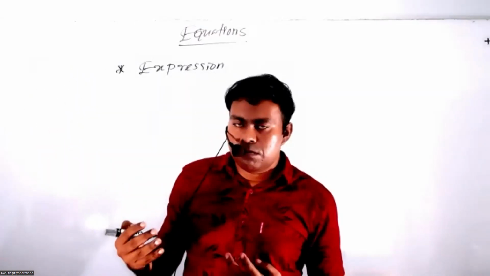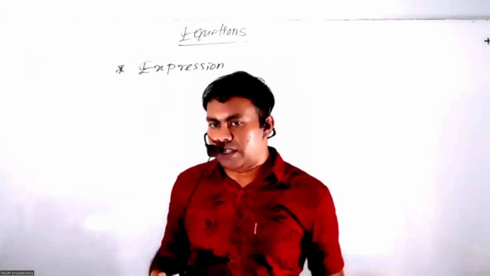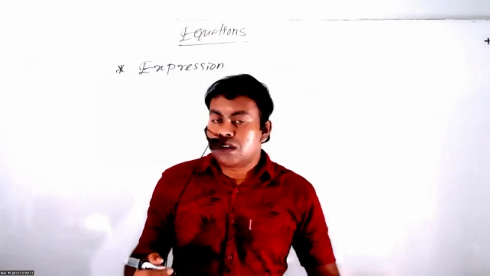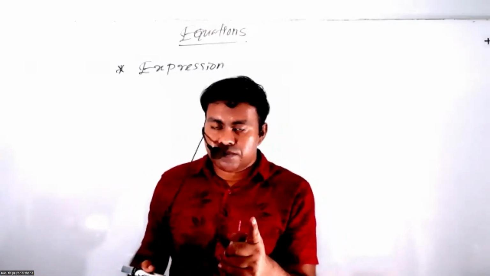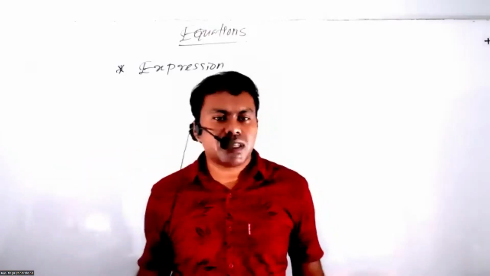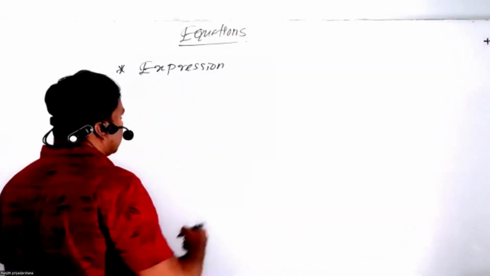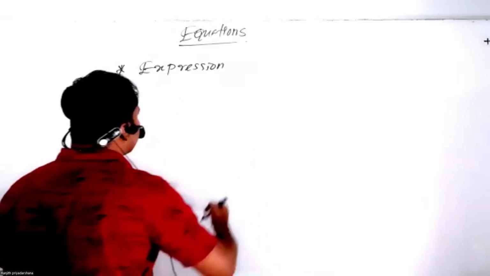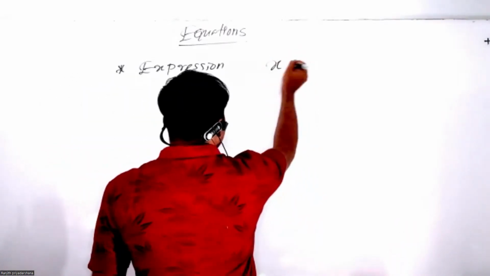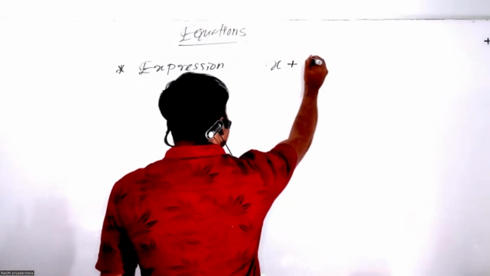Okay, let's start with expressions. I have X amount of money. Abita has 10 more than the amount of money I have. So I write an expression for the money that Abita has. That's X plus 10.